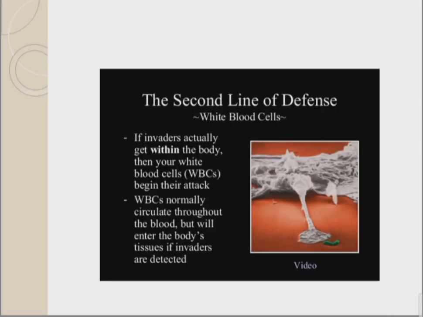Second line of defense, white blood cell. We all are familiar with WBC, white blood cell. If invaders actually get within the body, then your white blood cells begin their attack. WBC normally circulate through blood but will enter the body tissue if the invaders are detected. The WBC are normally seen in the blood, and if invaders are present, they come out of the blood and kill them.